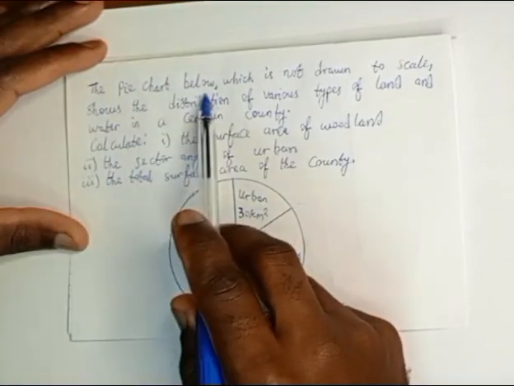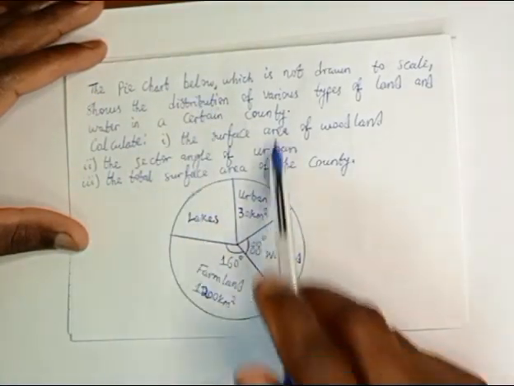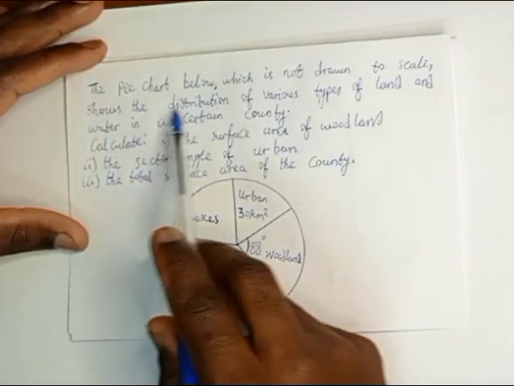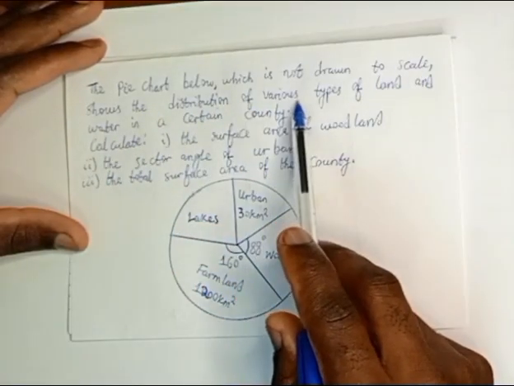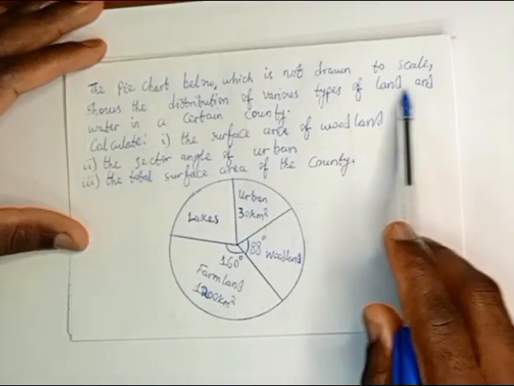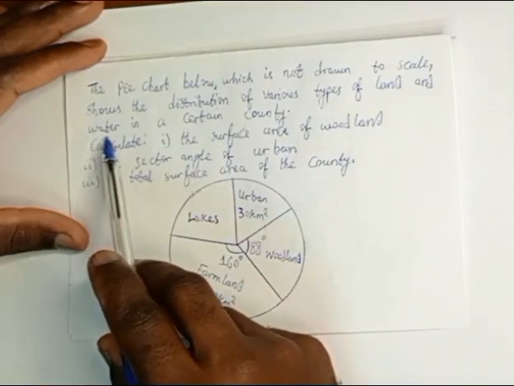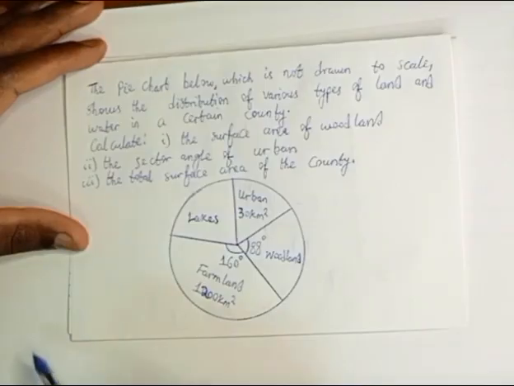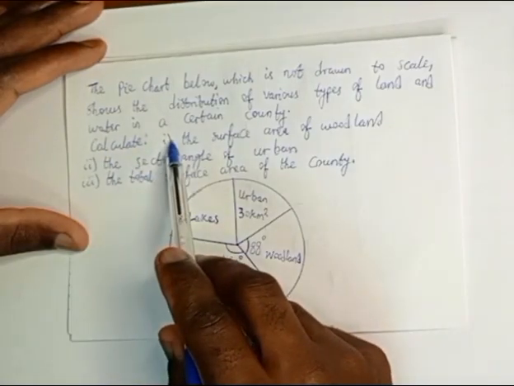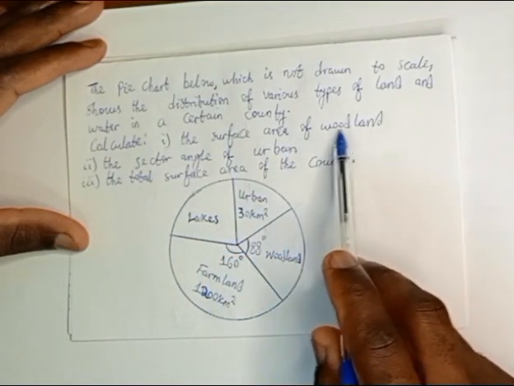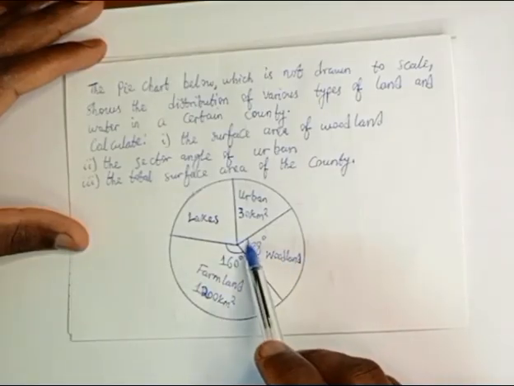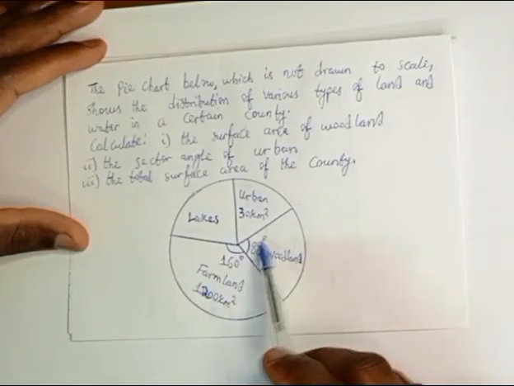The pie chart below, which is not drawn to scale, shows the distribution of various types of land and water in a certain county. Calculate question I, the surface area of woodland. This is woodland. It has a sector angle of 88 degrees.